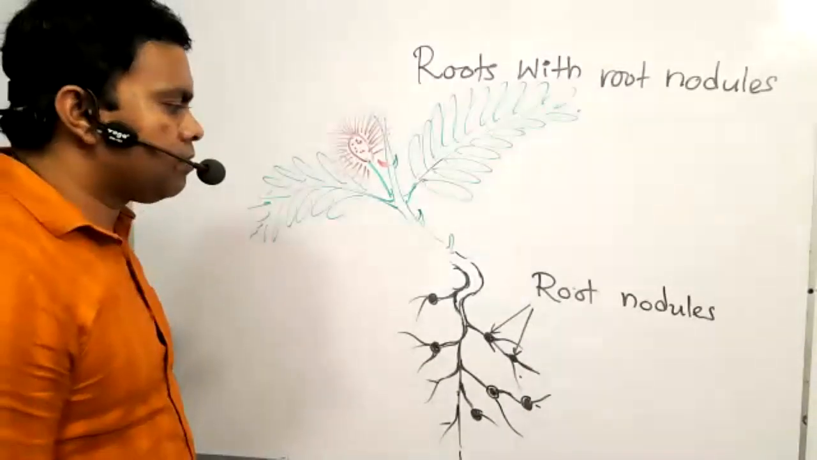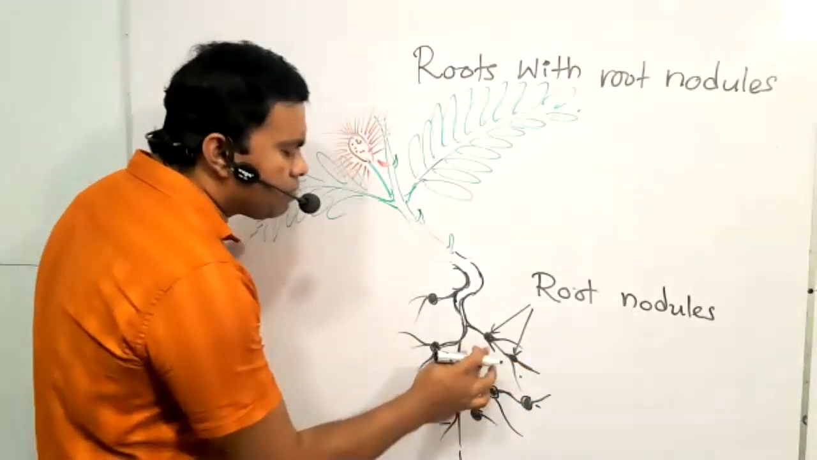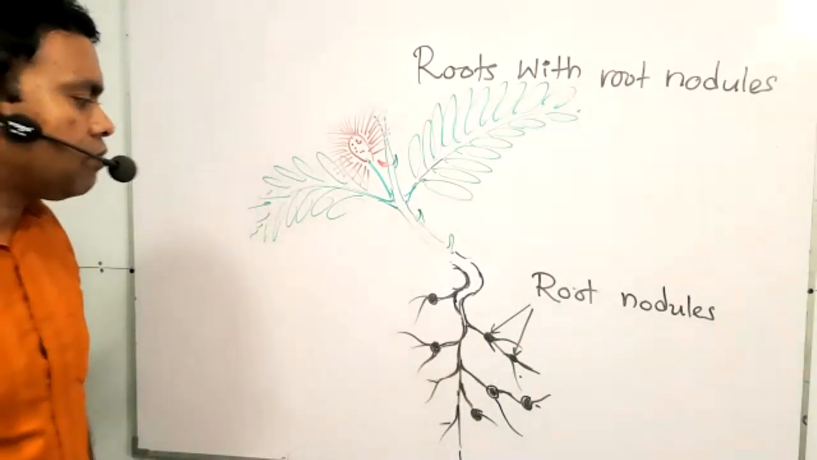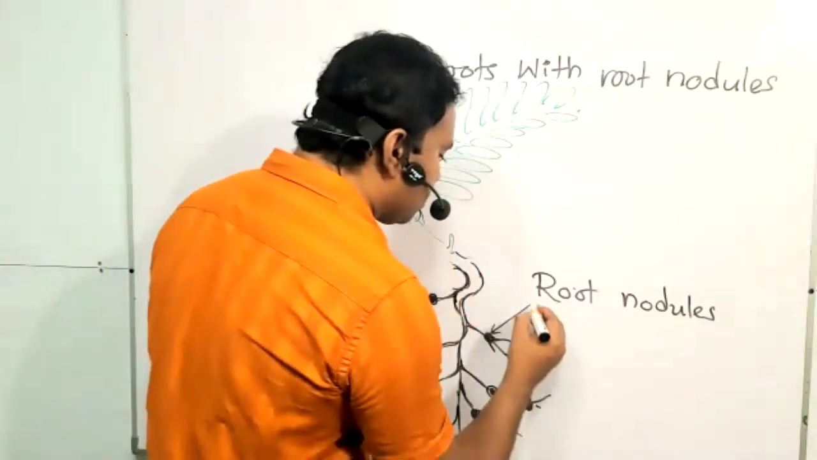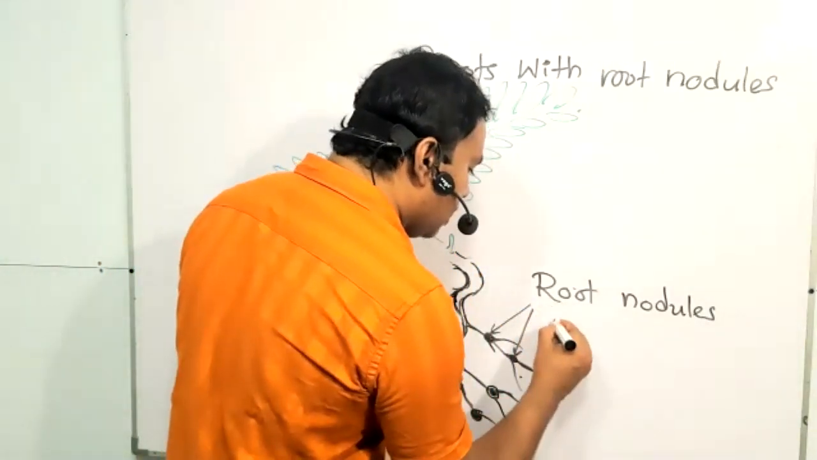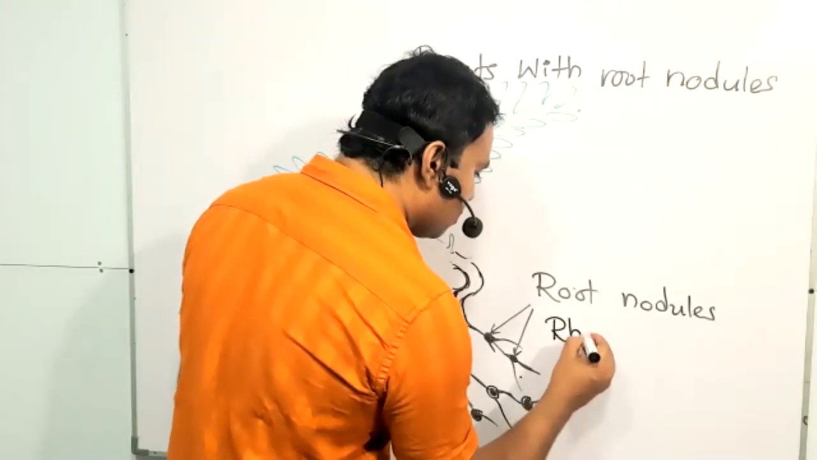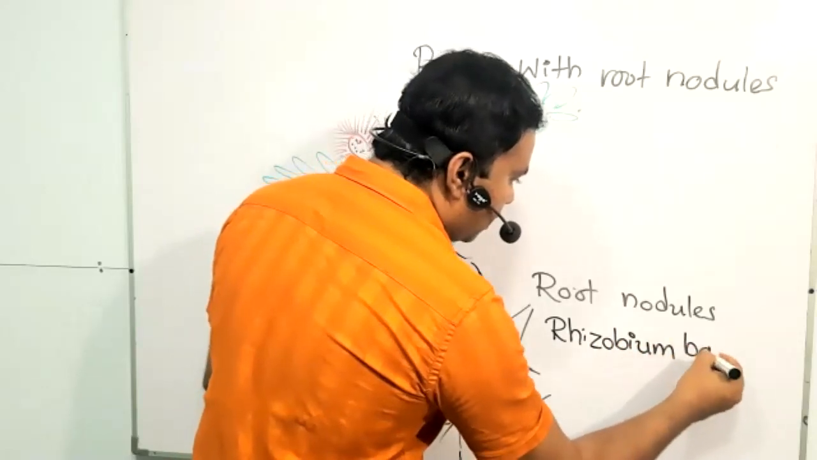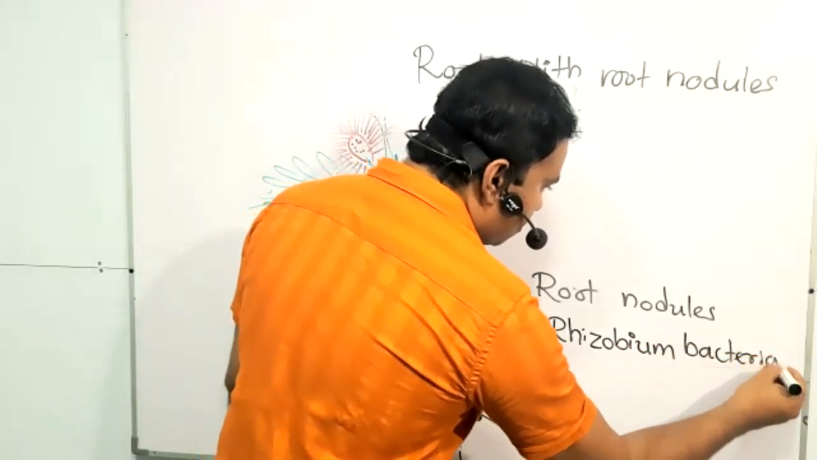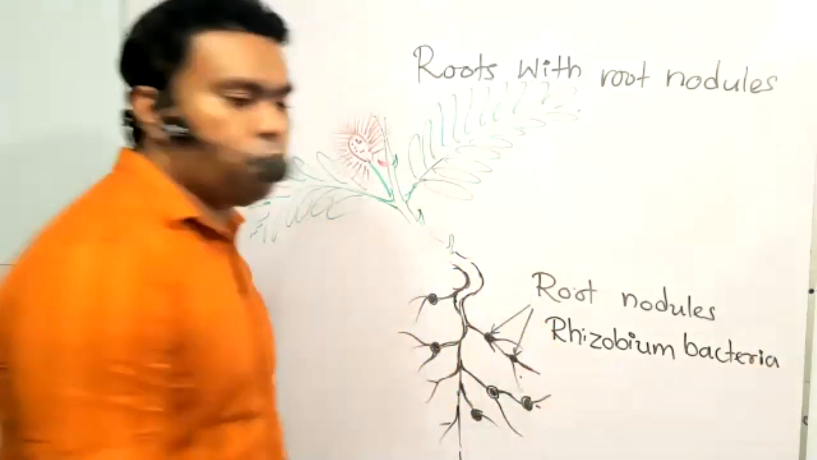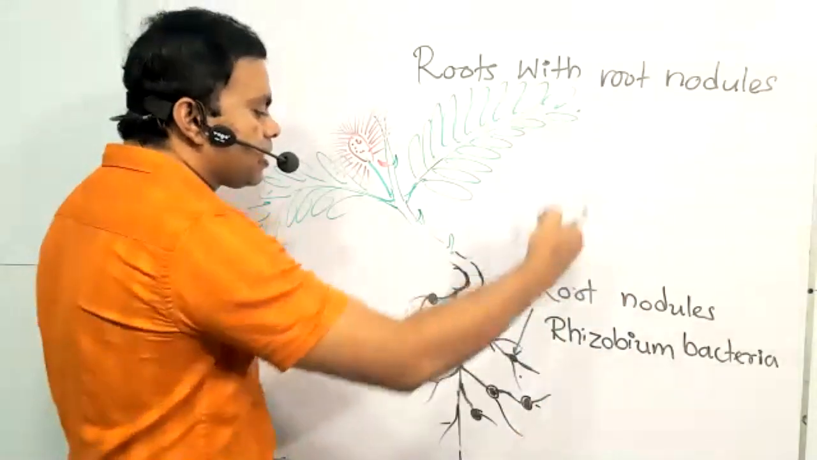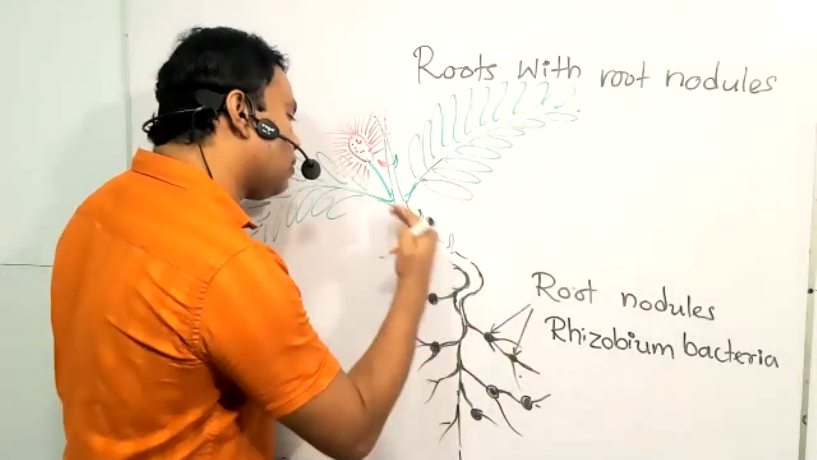The importance of this is, there is a certain bacteria inside these root nodules. That bacteria is known as Rhizobium bacteria. What's the bacteria's name? Rhizobium bacteria. What's the function of this Rhizobium bacteria? Okay, it absorbs nitrogen. Very good. It absorbs atmospheric nitrogen and gives it to the plant for growth.